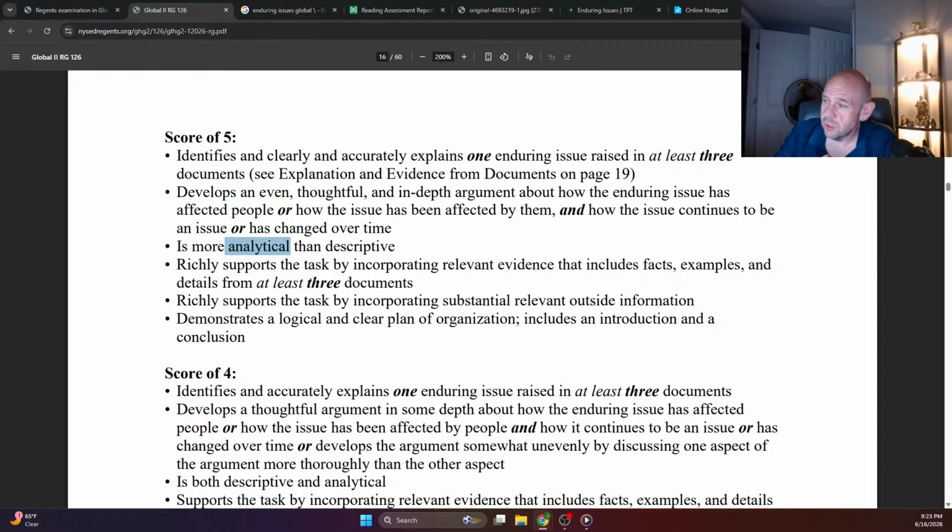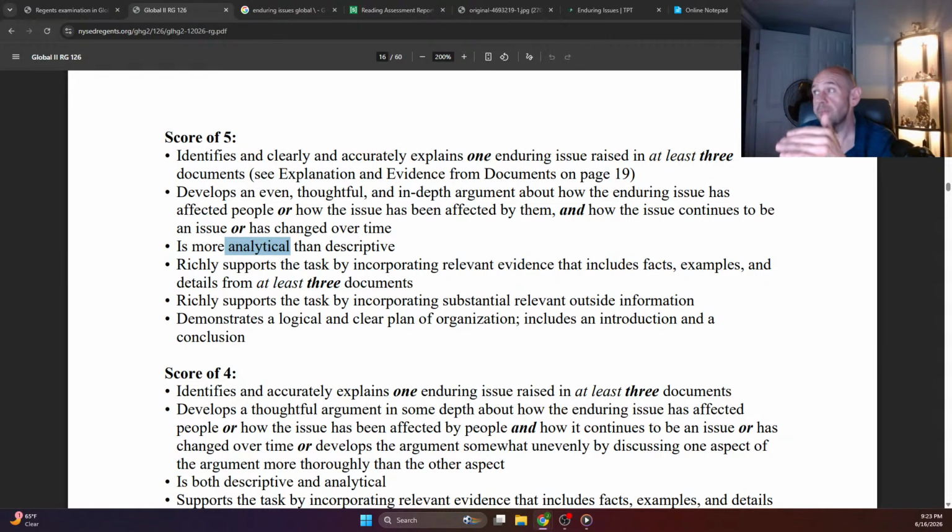Outside information that is contextual is effectively automatically analysis. If you're saying this led to that, because that's what context is. Context is the frame that got us where we are, the situation that put us where we are, the thing that's causing us to act as we're acting. If you do that, that is automatically analysis. Analysis is necessary for a 4 and a 5, and you must have more analysis than description if you want a 5. And that is a standard we hold to.